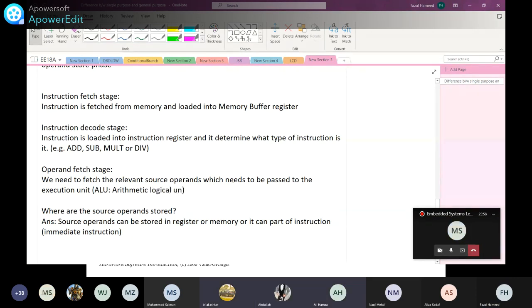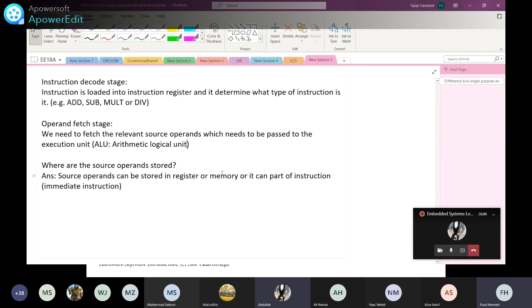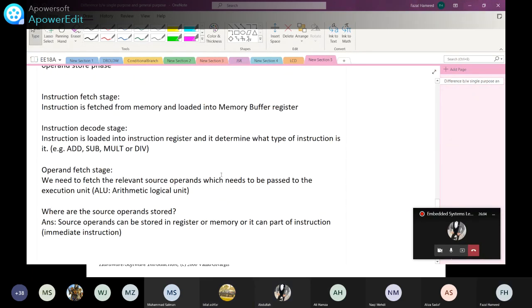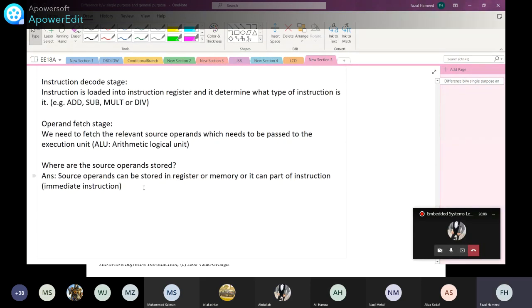Arithmetic logic unit. Okay, now when it's found, which is the next phase of instruction execution? Operand fetch, and then execute. When the instruction executes, the instruction is executed.